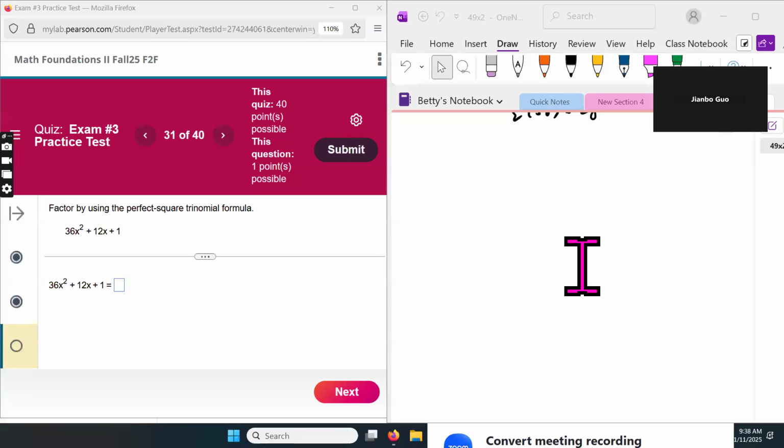All right, part 4 of the review, question number 31. Make sure I'm recording. Question number 31, factor by using perfect square trinomial formula.